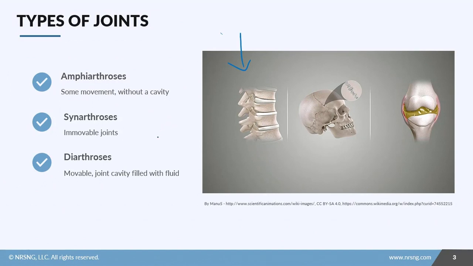And when I say cavity, I'll show you what I'm talking about. We're talking about something like a synarthrosis, or a synarthrotic joint, which is this, where you've got no movement. You cannot move in between the two bone structures. And then you have diarthroses, which are movable joints with cavities filled with fluid. This is an example of a knee. This is an example of a diarthrotic joint. So now we're going to look into the complexities of diarthrotic joints.